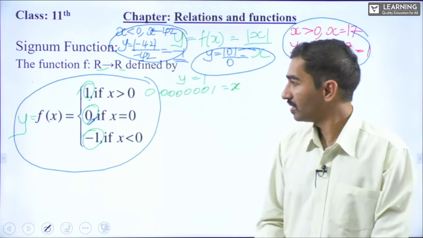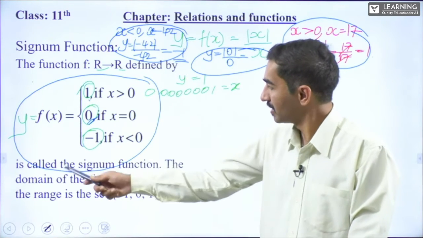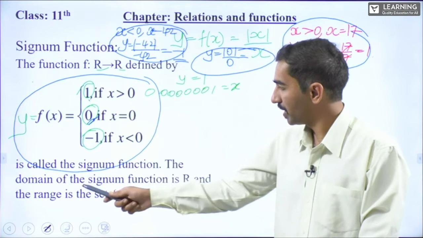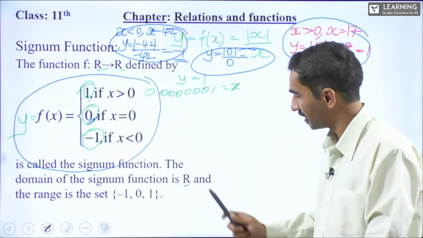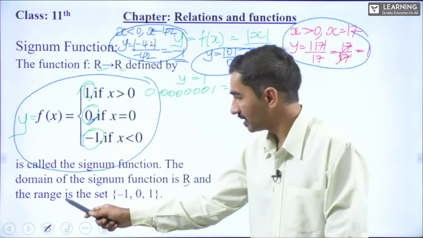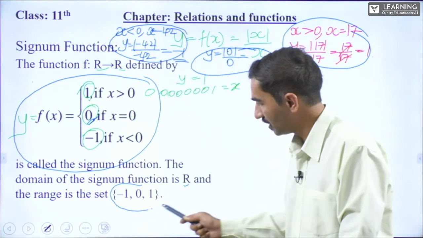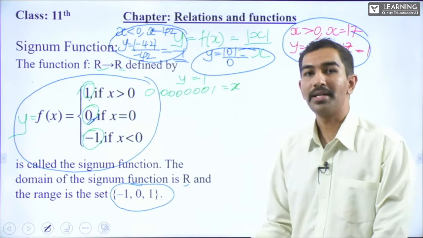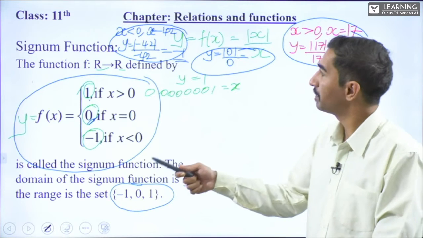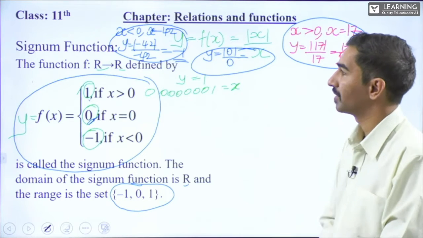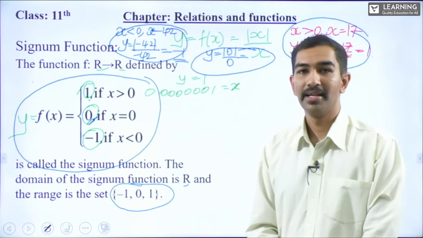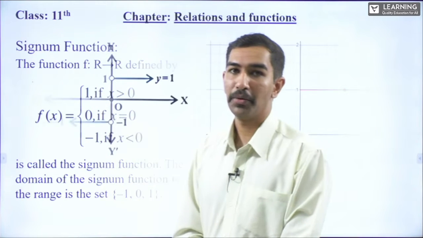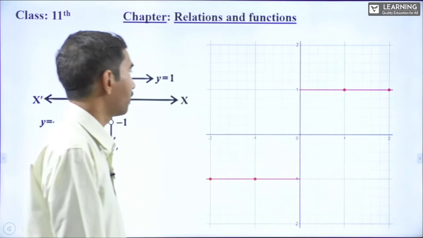So moving on, see this is called a Signum function. The domain of the Signum function is R, the set of real numbers, and the range is the set. So this is only the range. Either it will be minus 1 or it will be 0 or it will be plus 1. How is it plus 1 and minus 1? I have explained it here. Understood? We'll see this with the graph now, the Signum function with the help of the graph.